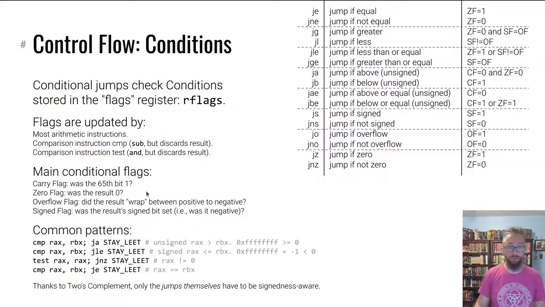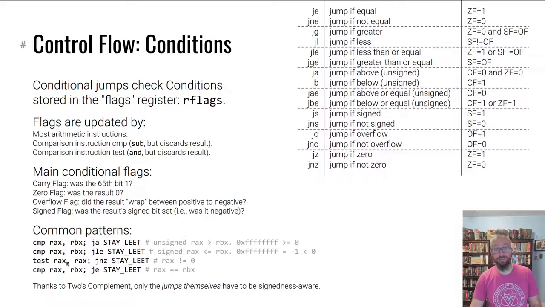So if you wanted to check if something is equal, for example, if 2 values are equal, you compare, which does a subtraction, but instead of sub RAX, RBX, which would say RAX equals RAX minus RBX, cmp RAX, RBX just does the subtraction, updates the flags, and throws out the result. All right, cmp RAX, RBX, and then jump if equal to stay leet. This will actually check the value and will jump away.